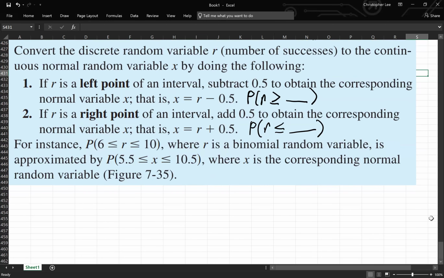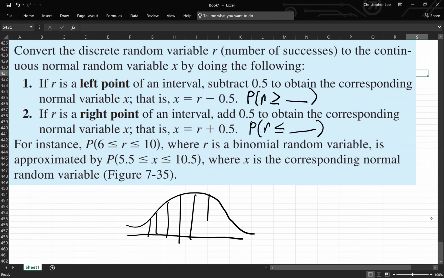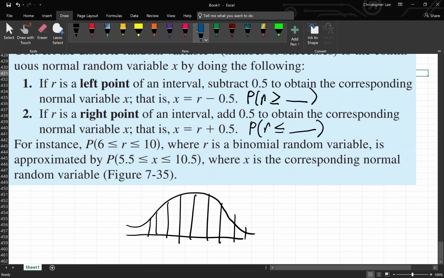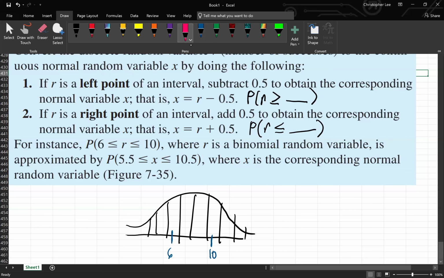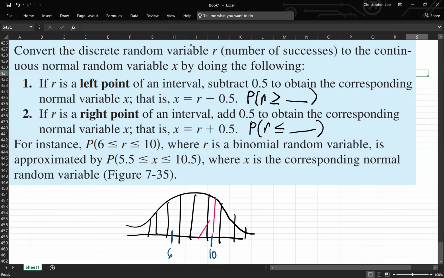Just to show you where that's coming from real quick, say I have a normal distribution like this. Again, we've got bars here. Let's just say hypothetically, let's call that 6, and let's call that 10. And what do I want? I want the area in between them, so I want this area right here. So 6 is on the left side and 10 is on the right side.